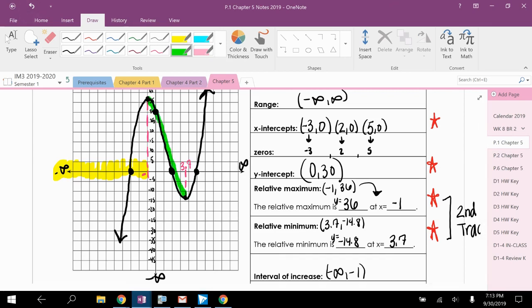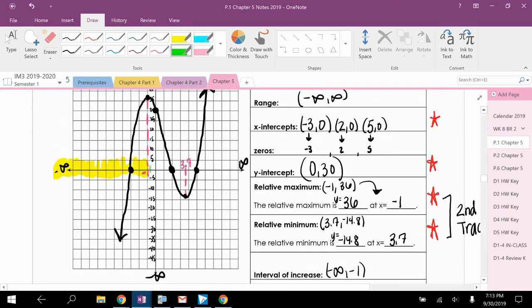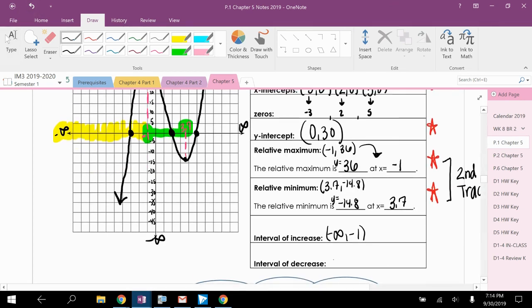So I'm going to move down to that decreasing part and describe that. Well, where I stop is where I now start. So -1. And I'm going to go all the way to 3.7. So my graph is decreasing on the x values -1 to 3.7. Okay, so I'm going to go ahead and put that in. So I'm decreasing from -1 to a positive 3.7.